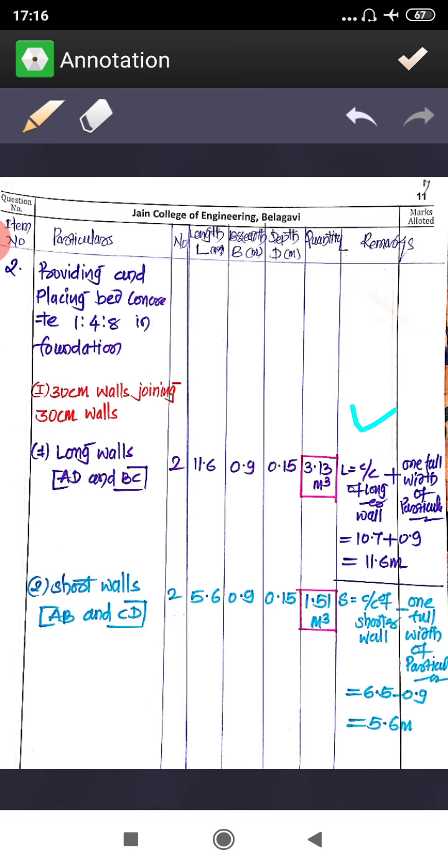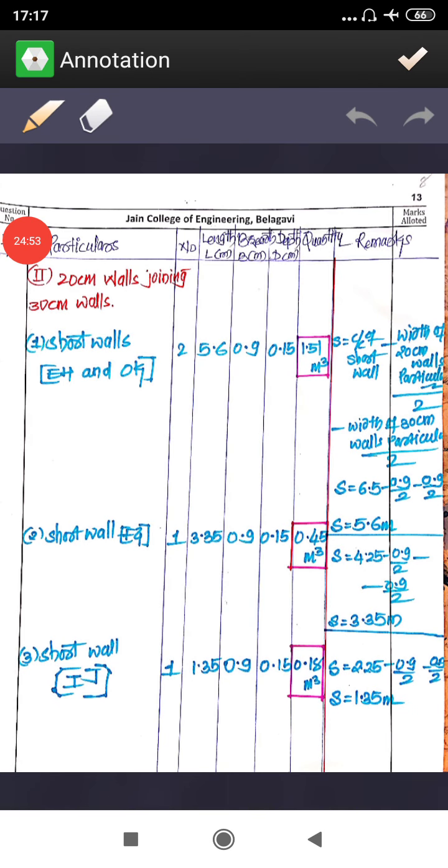So here again I have shown that how to get the length center to center of a longer wall plus one full width, that is 10.7 plus 0.9 is 11.6 meter. Here also shorter wall you are supposed to do the deduction, so that is center to center of a shorter wall minus one full width of particular, that is 6.5 minus 0.9, that is 5.6. So here we got 2 into 11.6 into 0.9 into 0.15, it is 3.13 meter cube. Then here for shorter wall, 2 numbers, 5.6 into 0.9 into 0.15, it is 1.51. Now here 20 centimeter wall joining 30 centimeter, same thing will be here.